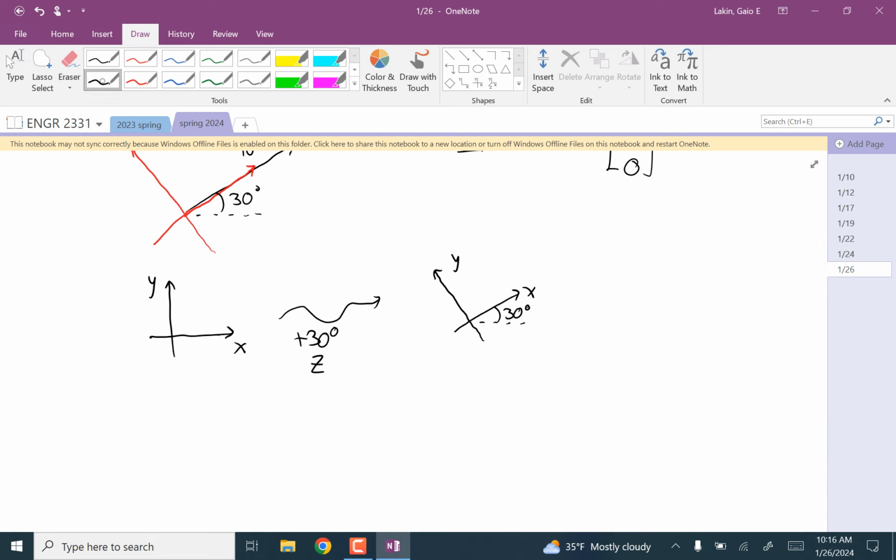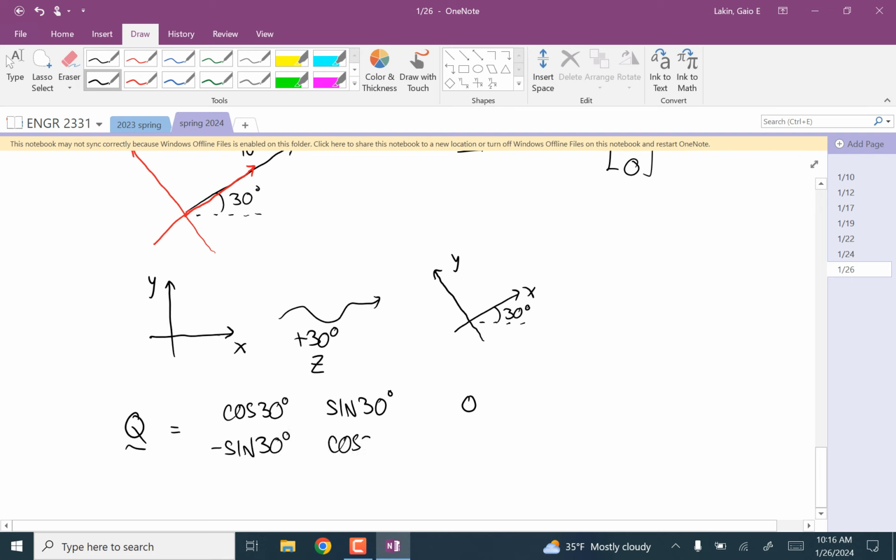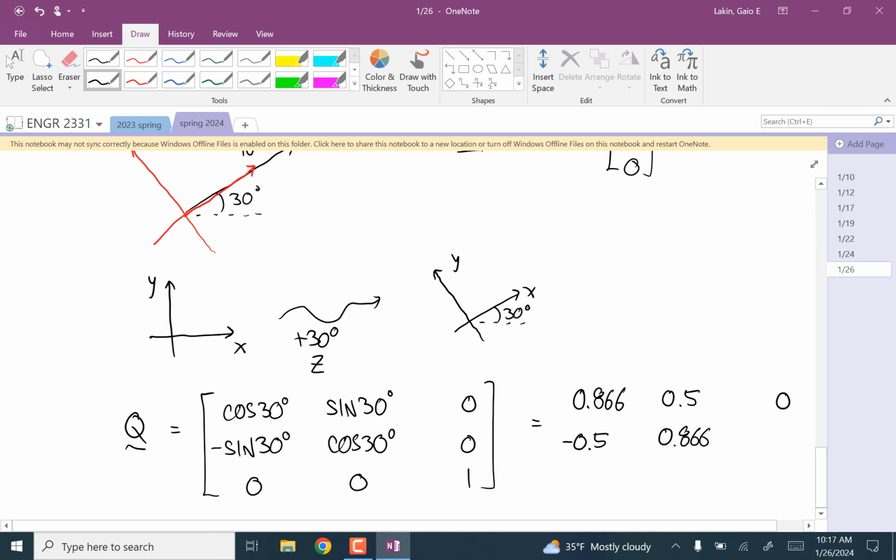And so our rotation matrix is going to be cosine 30, sine 30, 0, negative sine 30, cosine 30, 0, 0, 0, 1. And so that comes out to be 0.866, 0.50, 0, negative 0.5, 0.866, 0, 0, 0, 1.